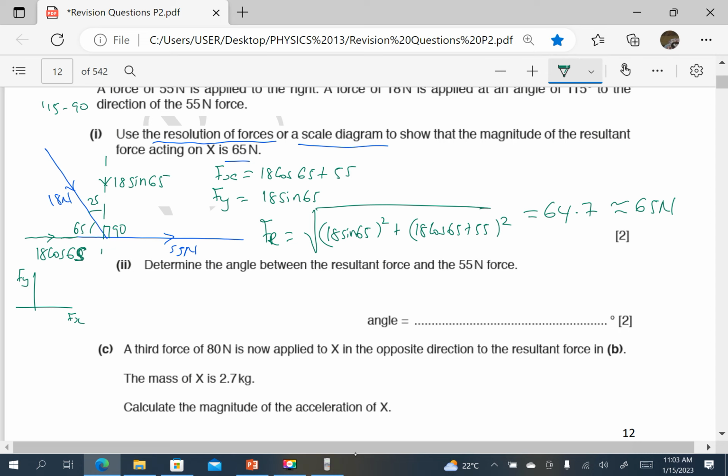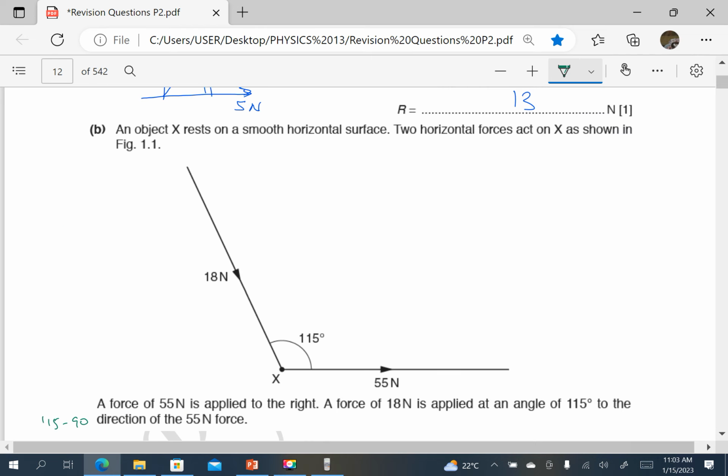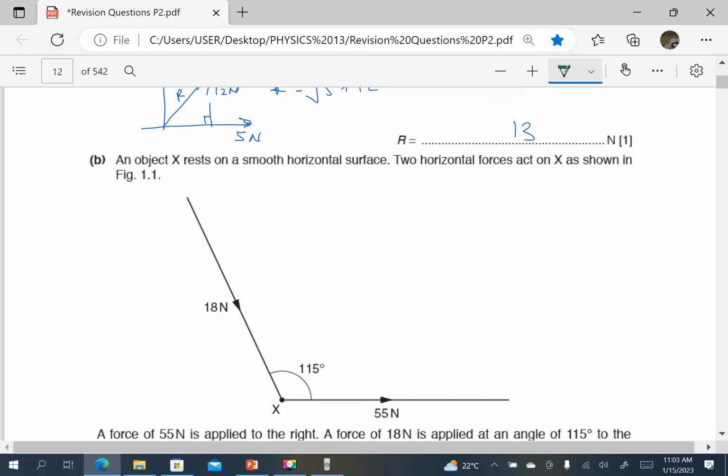So for those who are not good at resolving, I want to take an opportunity to show you the scale diagram. I'll use this space here for the scale diagram. I failed to install a protractor and a ruler on my computer, so I'll just try to use the hard copies of these rulers. So I'll choose a scale.